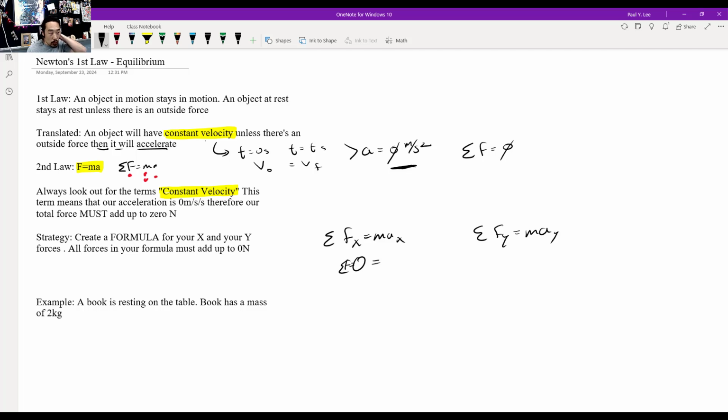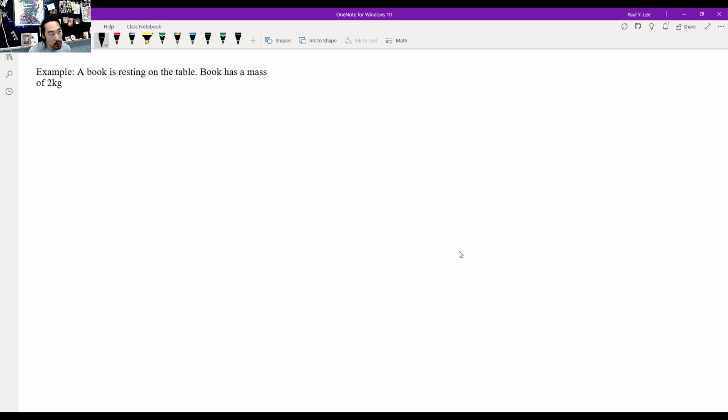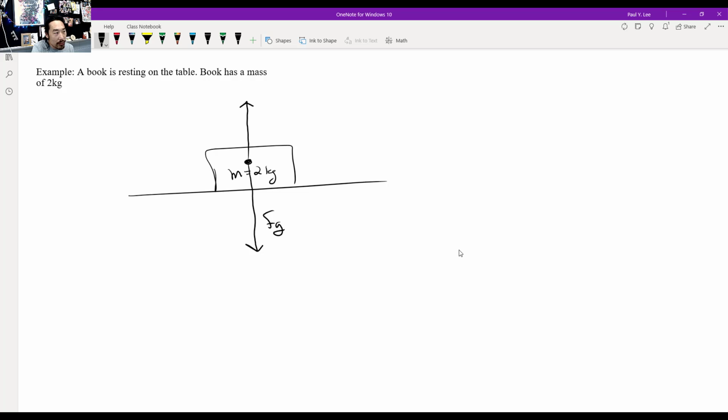All right, let's do a example. So we have a book and it's resting on a table. The book has a mass of 2 kilograms. So when we are solving these problems, it's always important to do a sketch and a free body diagram. So I'm just going to do 2 kilograms there. There's the dot that represents the object. And without doing any calculations, I'm just going to call this Fg. And here we have Fn.